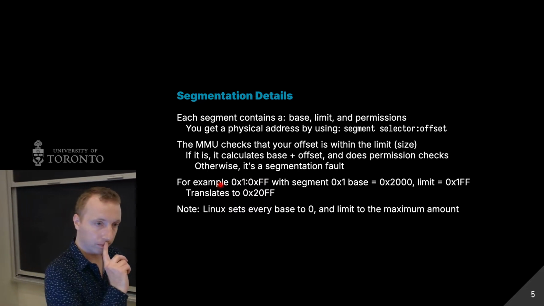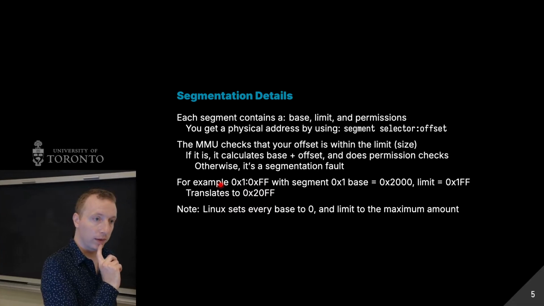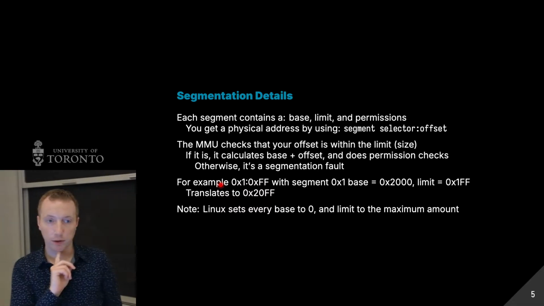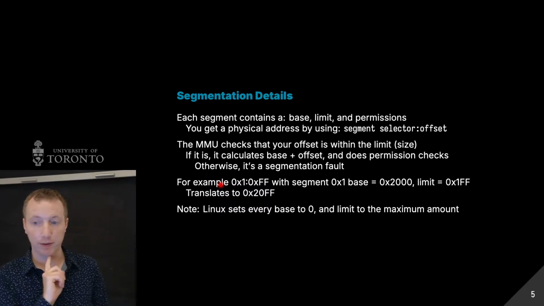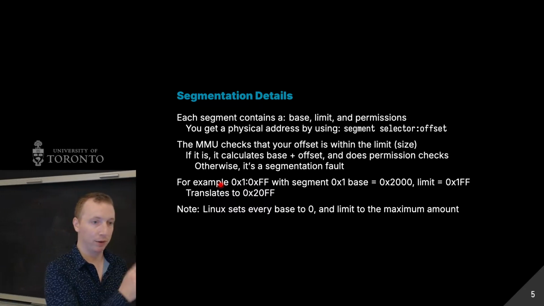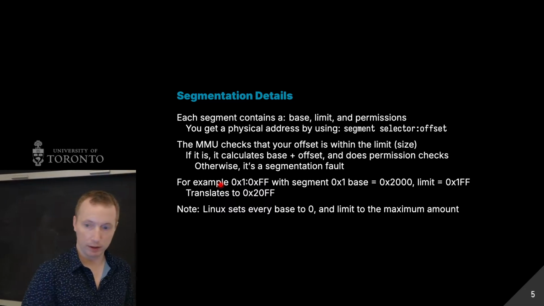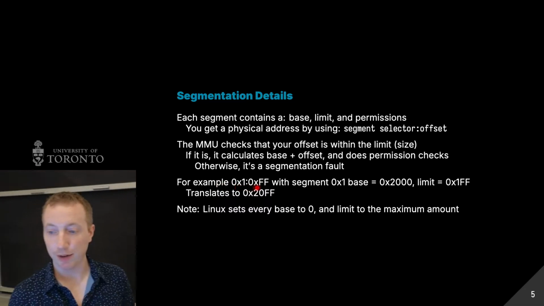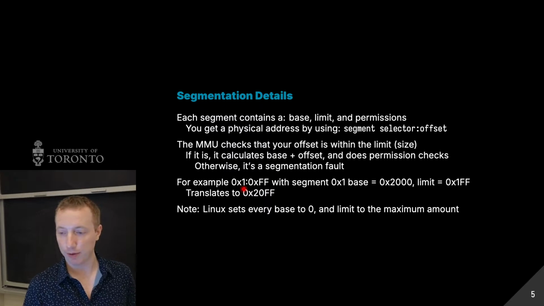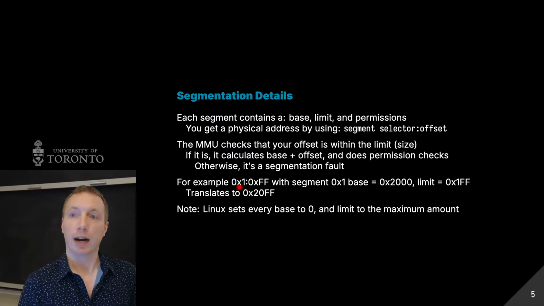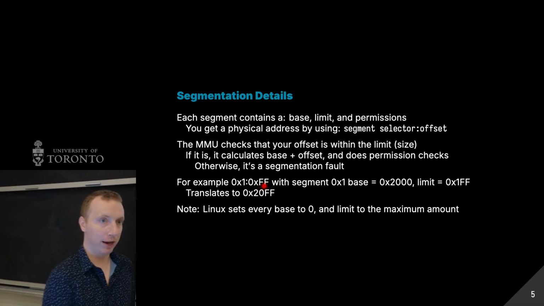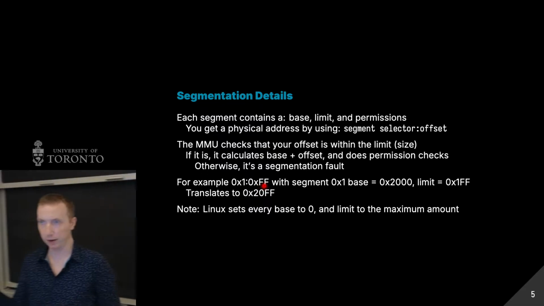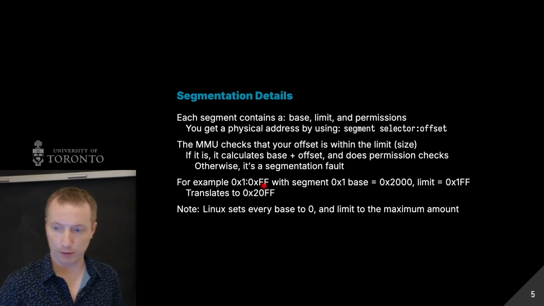Yeah? How do we know the offset? Is it contained as part of the limit? So the offset is which byte of the segment you would like to access. This would be in your program. For example, this weird thing would look like a virtual address in your program. It would say, I want to access segment 1, and I want to access byte FF, which is 255. So I want to access byte 255.